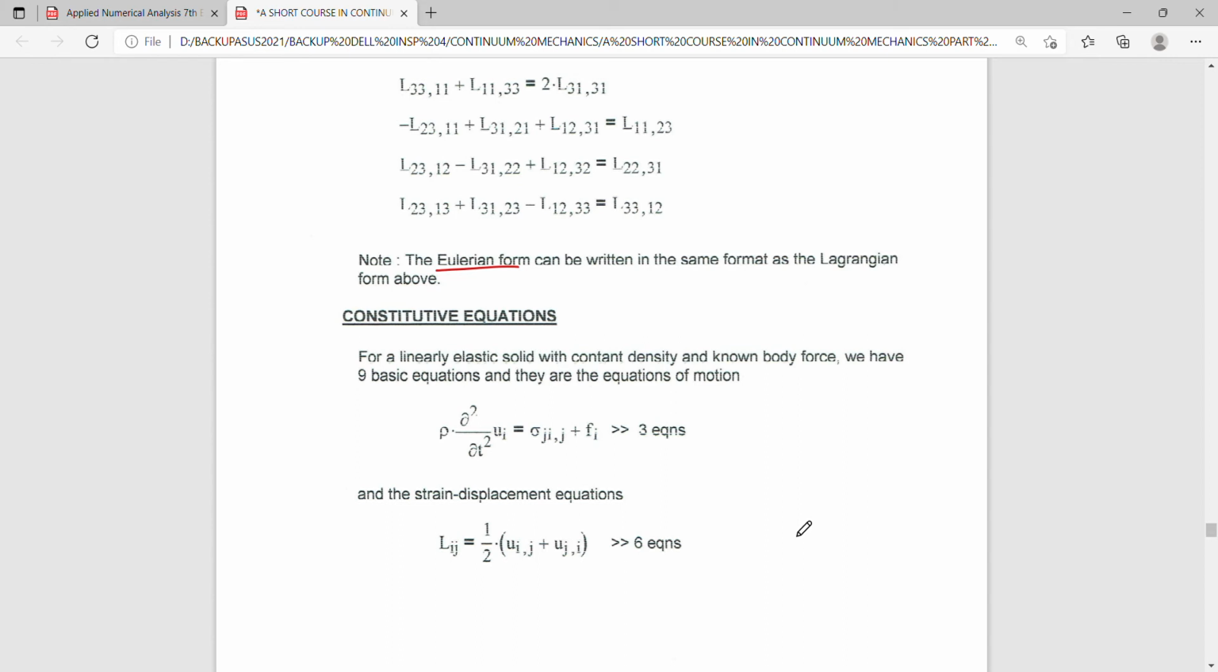Okay, and these constitutive equations are backed up equations in order to solve completely the unknowns, whatever are the unknowns given in the problem. Okay, so for a linearly elastic solid with constant density and known body force, we have 9 basic equations, and they are the equations of motions. Okay, so this is now simply your equilibrium equation.